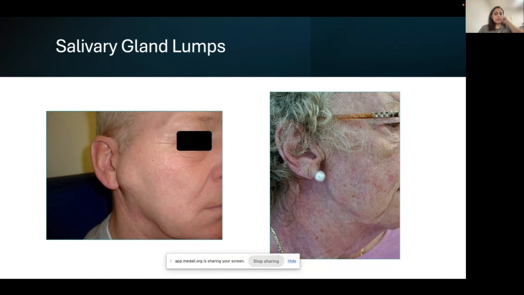And I think this one is a little bit more important because I think a lot of patients will come with kind of lumps and bumps in their mouth and they're not really sure what it is. So we're going to go through that next.